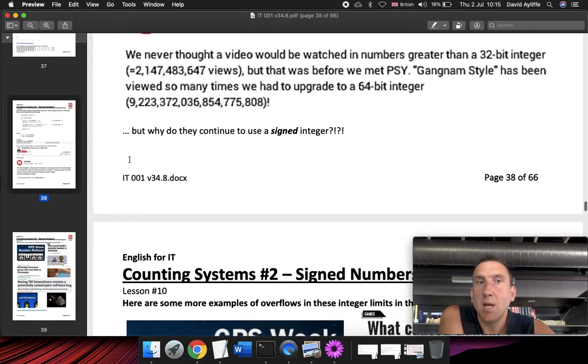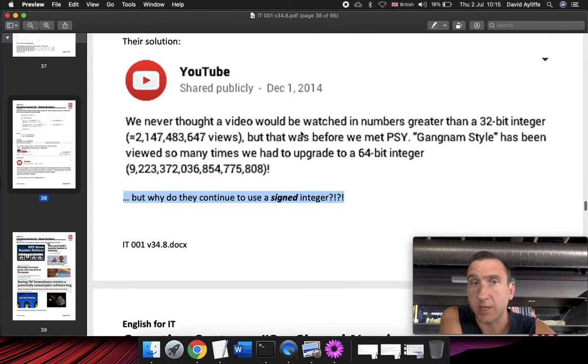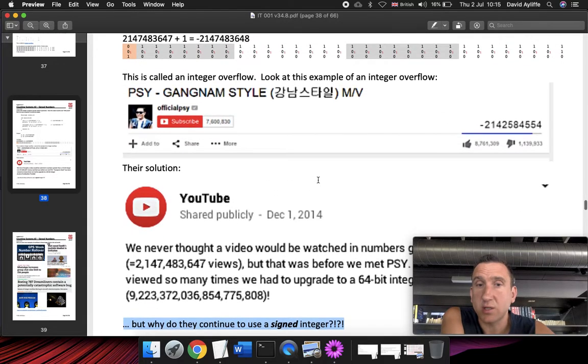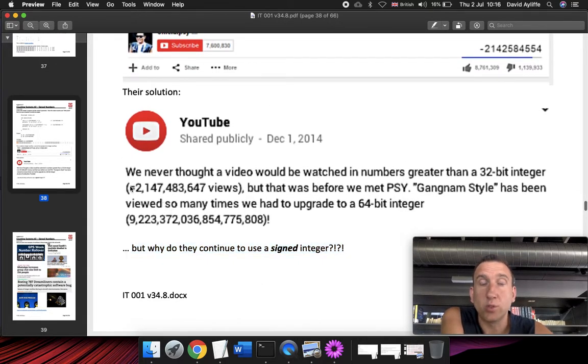It begs the question though, why do they continue to use a signed integer? The number of views on a video is never going to be negative. So why use a signed integer in the first place? If they had used an unsigned integer, they wouldn't have hit this value. They would have hit it when it reached 4.2 billion.